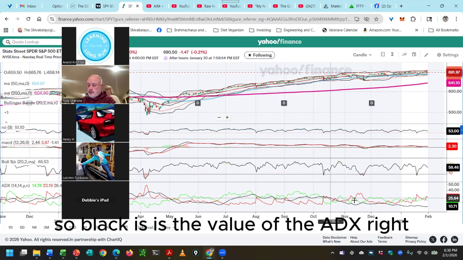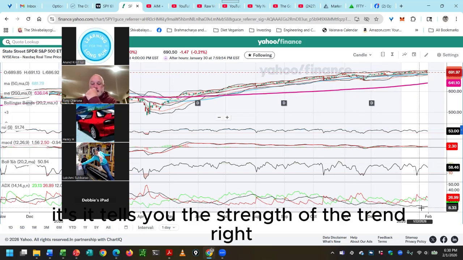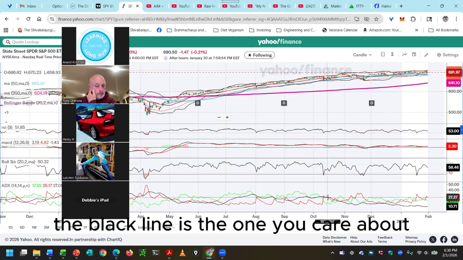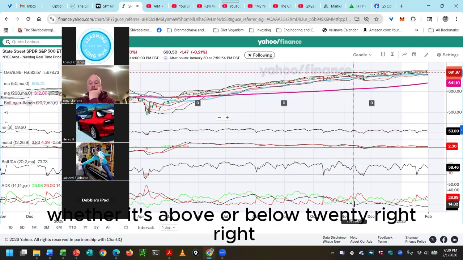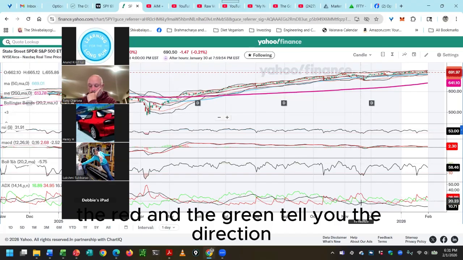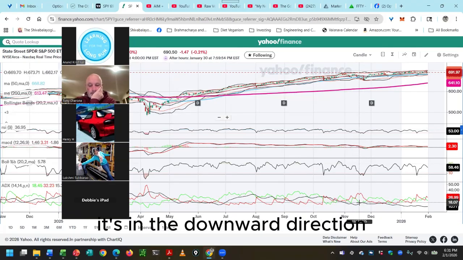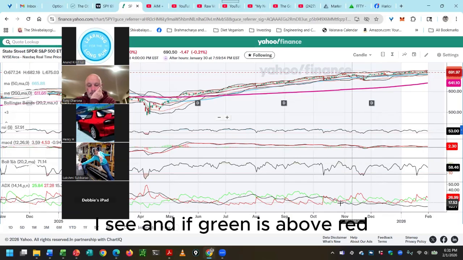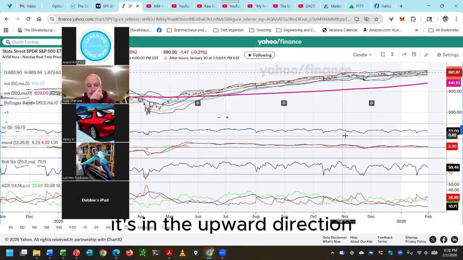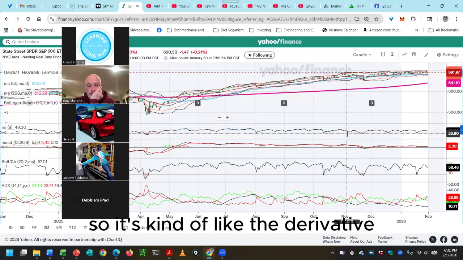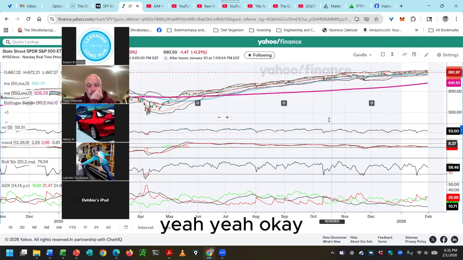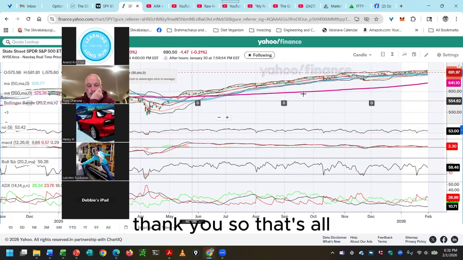So black is the value of the ADX. It tells you the strength of the trend. The black line is the one you care about, whether it's above or below 20. The red and the green tell you the direction. If red is above green, it's in the downward direction, and if green is above red, it's in the upward direction. So it's kind of like the derivative. Okay, thank you. That's all.